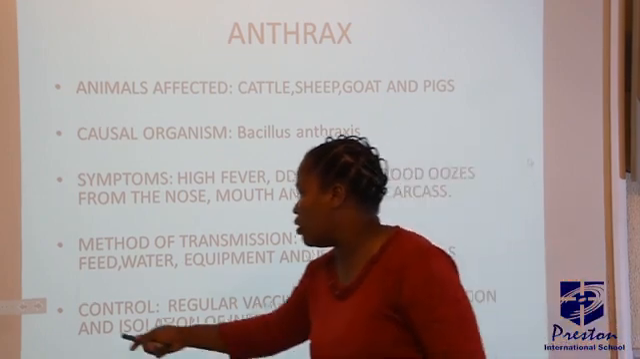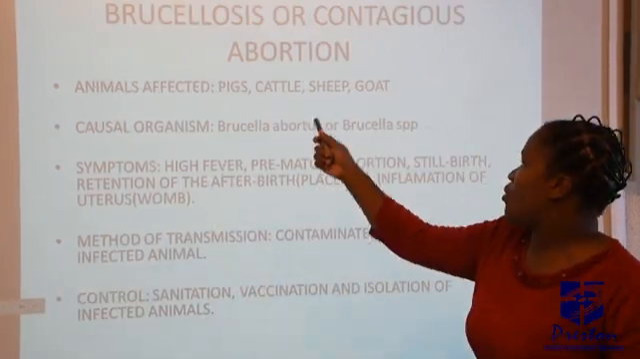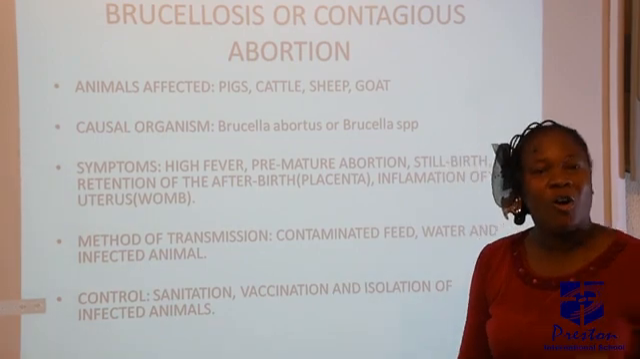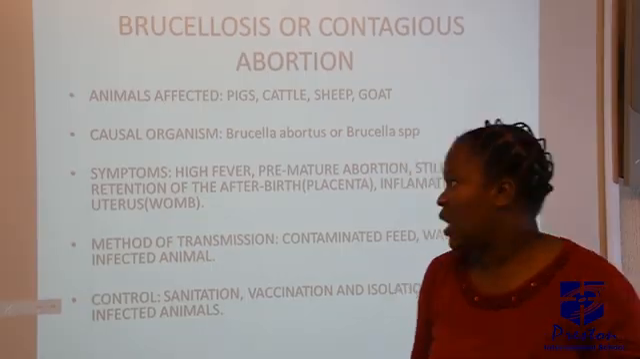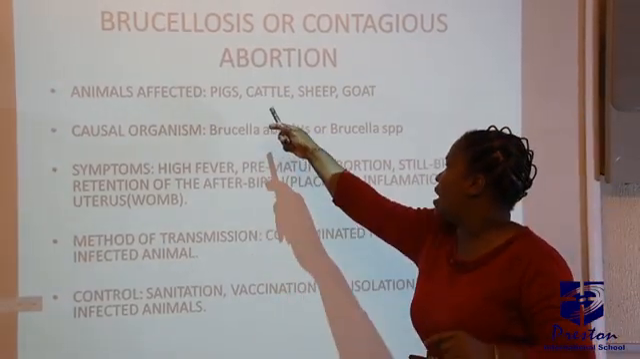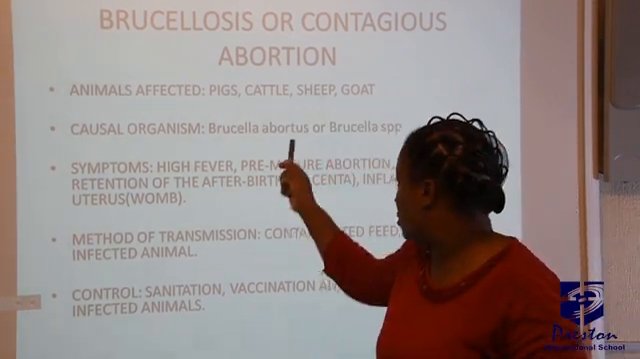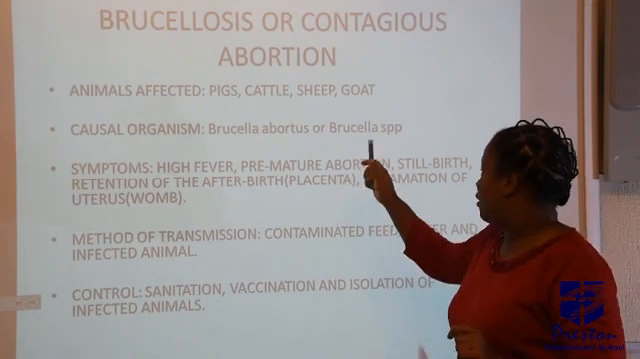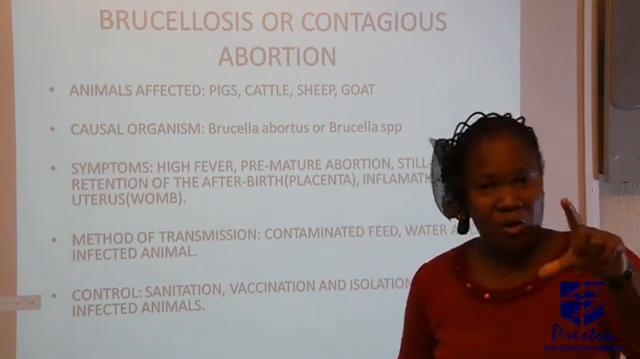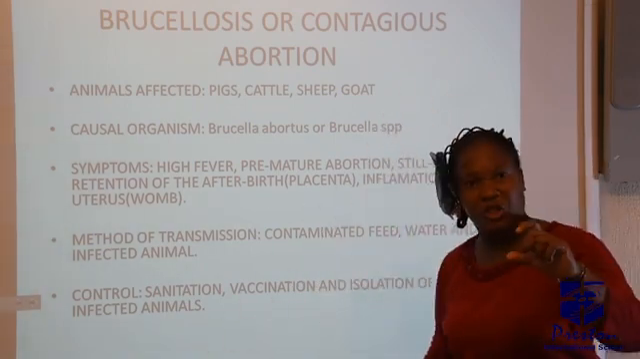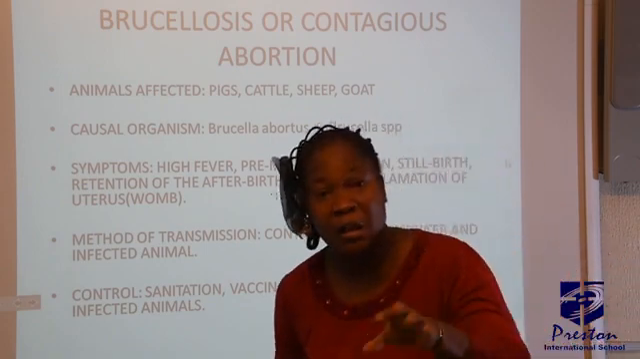Now, let's look at the second disease. The second one is brucellosis, or contagious abortion. Animals affected are pigs, cattle, sheep, and goats, majorly the female cattle, the female pig, the female sheep, and the female goats. From that word, contagious abortion, it affects only the female animals.